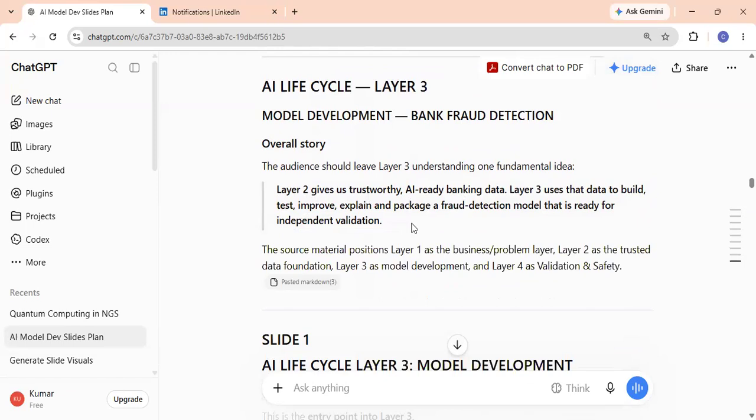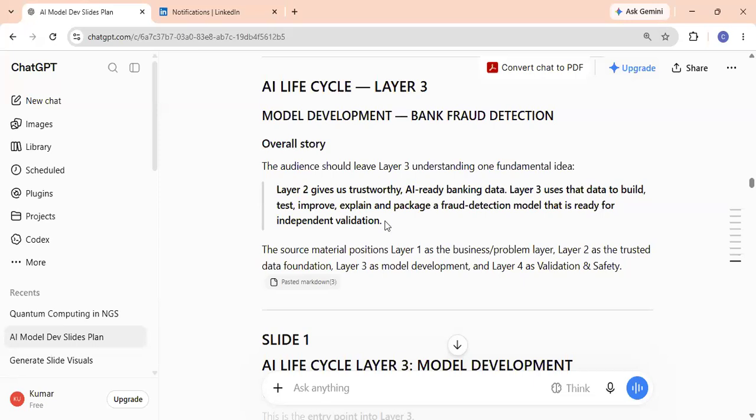Layer 2 gives us a trustworthy data layer, AI-ready banking data. Layer 3 uses the data to build, test, improve, explain, and package a fraud detection model that is ready for independent validation.